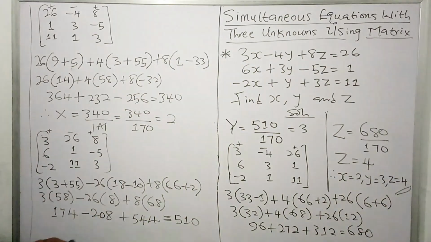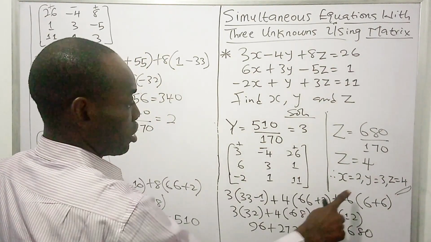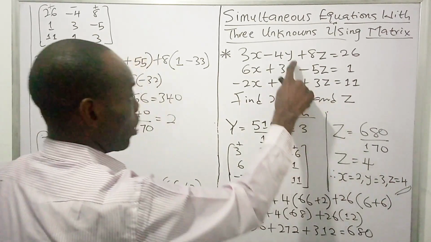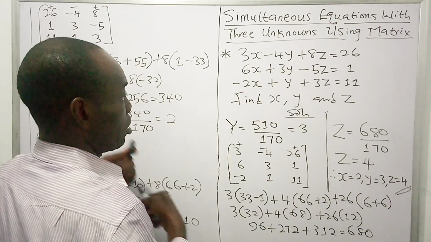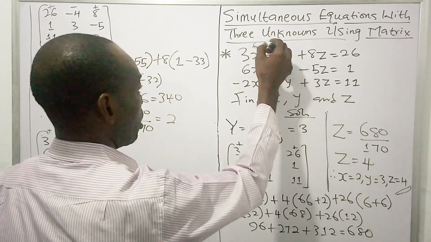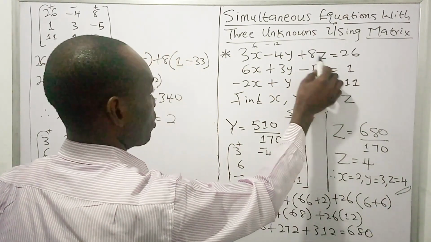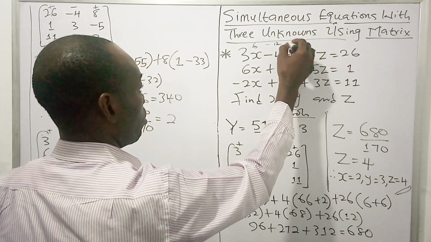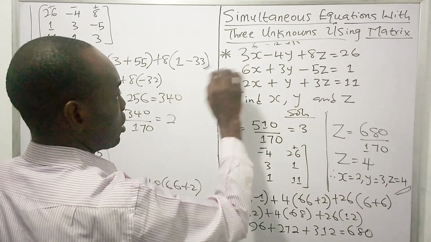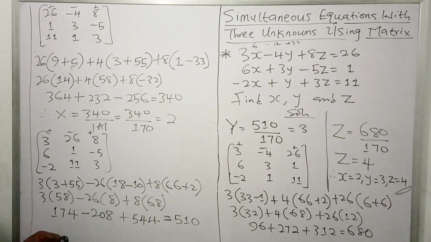Now, to check if our answer is correct, what do we do? Substitute the values of these variables here and see if that's correct. If we put 2 here, 3 times 2 will give us 6. If we put the value of y here, 4 times 3, that's 12, so here will be minus 12. Then z is 4. 4 times 8, that's plus 32. So 32 plus 6 will give us 38, and 38 minus 12 will give us 26, which proves that what we've done is correct.